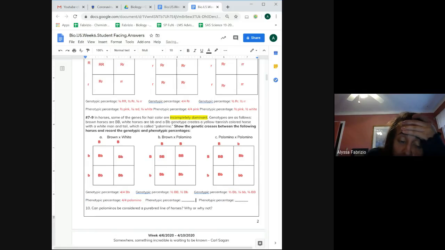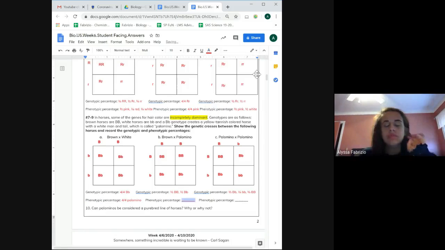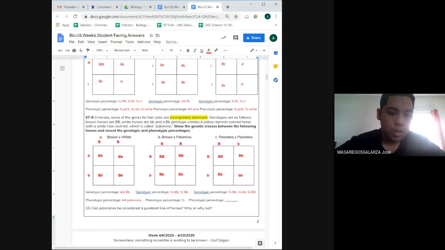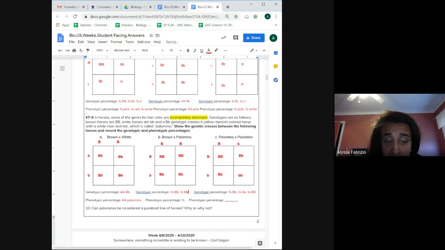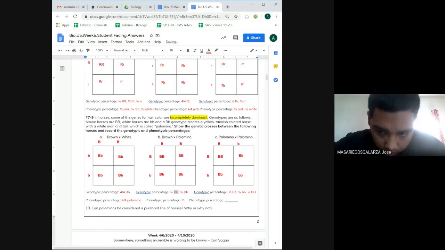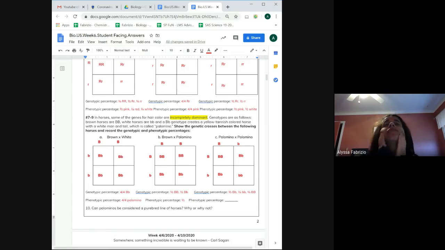What about when we cross a brown horse with a palomino horse? It's going to be 50-50. 50-50 what? 50 are going to be hetero. Okay, so 50% of them are going to be heterozygous. The other 50% is what? Homozygous. Homozygous, recessive or dominant?